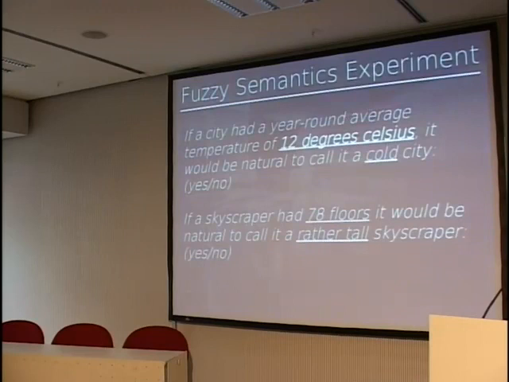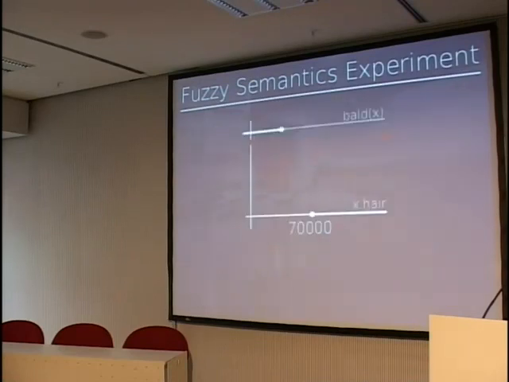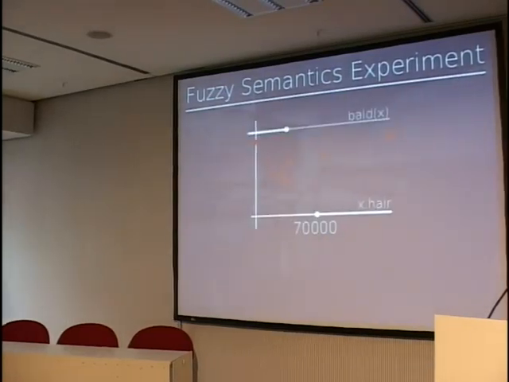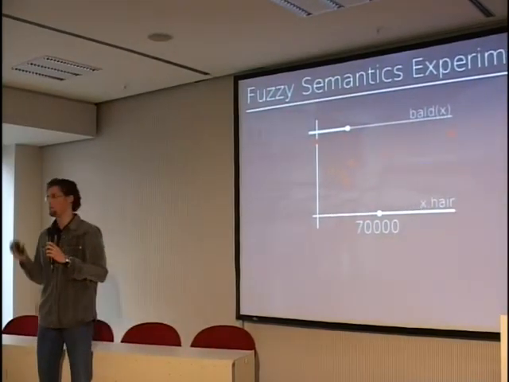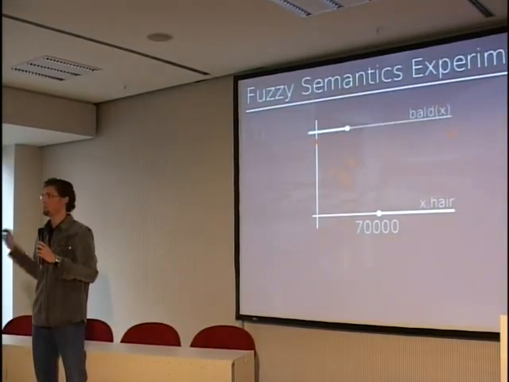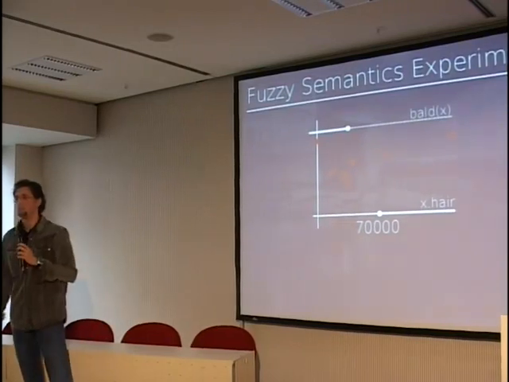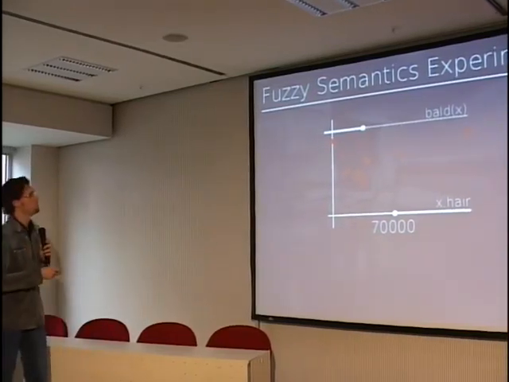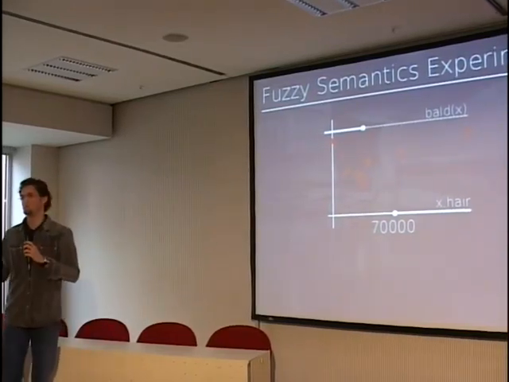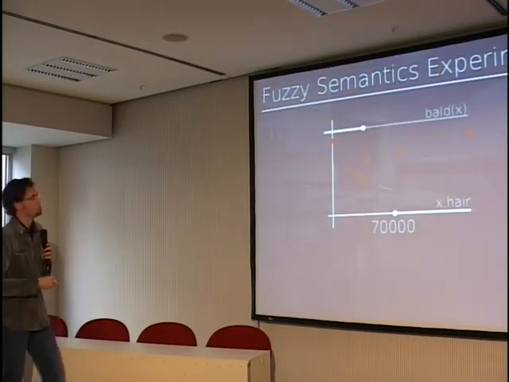So if a city had a year-round average temperature of 12 degrees Celsius, it would be natural to call it a cold city, yes or no. If a skyscraper had 78th floor, it would be natural to call it a rather tall skyscraper, yes or no. And the way we ask these questions is sort of reminiscent of the game where someone thinks of a number in a certain range and the other person has to guess what the number is.